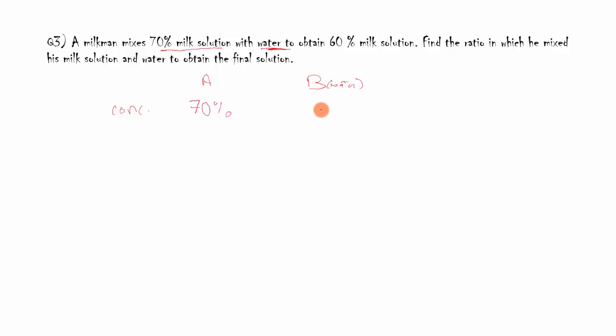What would be the milk concentration in water? Zero, very obviously. To obtain a 60% milk solution, find the ratio in which the two have been mixed. This is what we have to find. So this is 70 minus 60 equal to 10, and this is 60 minus 0 equal to 60. The answer would be 6 is to 1.